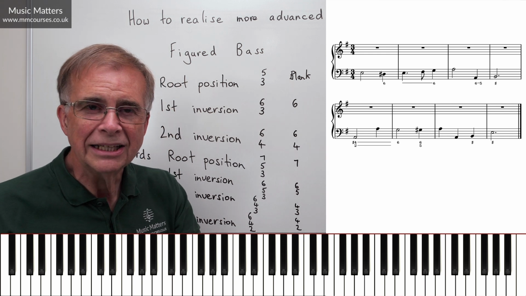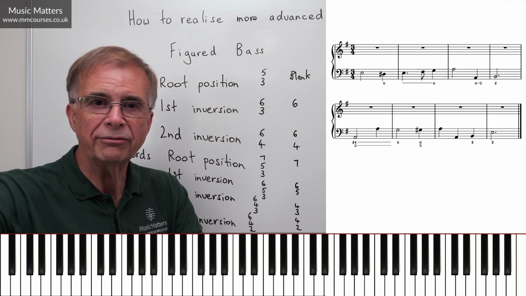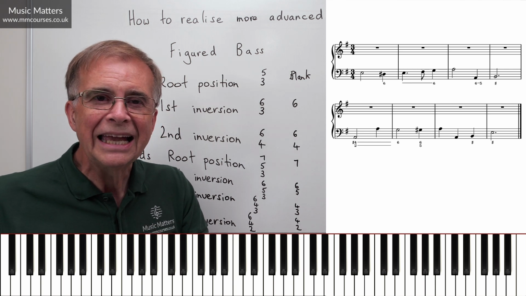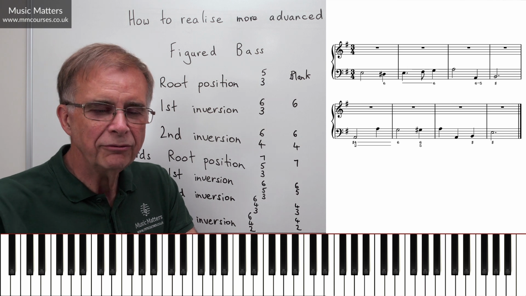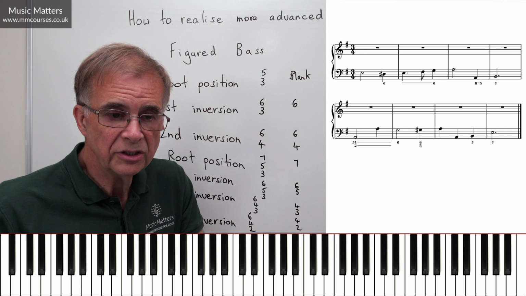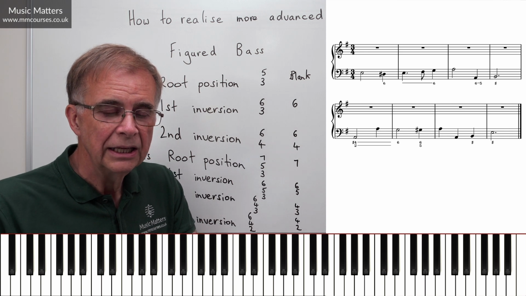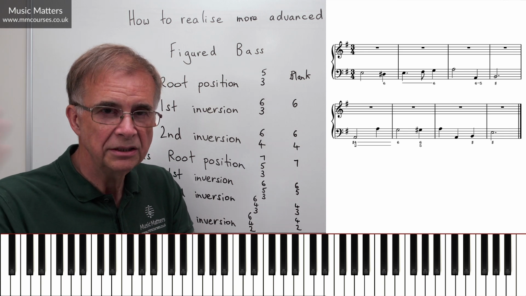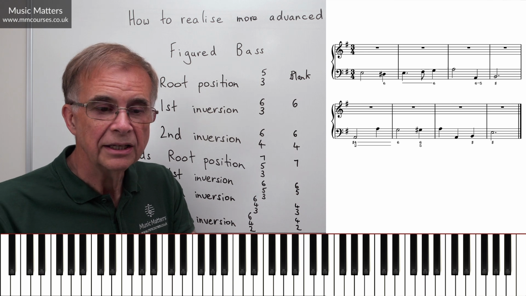If you have an accidental sitting on its own without reference to any number at all, it always refers to the third. So if you look at the last two chords of this extract, you can see that I've just got a B followed by an E, and underneath the B there's a sharp sign, underneath the E there's a sharp sign. So it's the third.